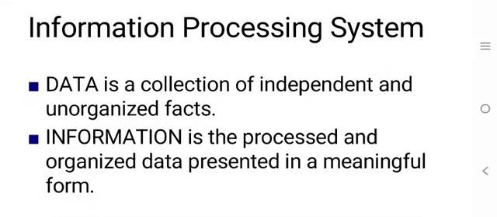Now let us understand what an information processing system is. In computing, everything begins with data, which is just raw and unorganized facts. When the data is processed and organized in a meaningful way, it becomes information. For example, if you have a list of marks scored by students, that's the data. But when you calculate the class average and the highest score, it becomes information.